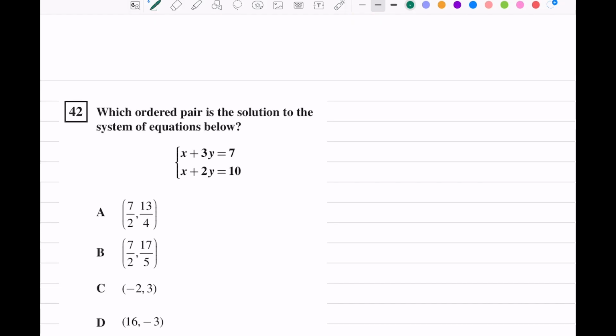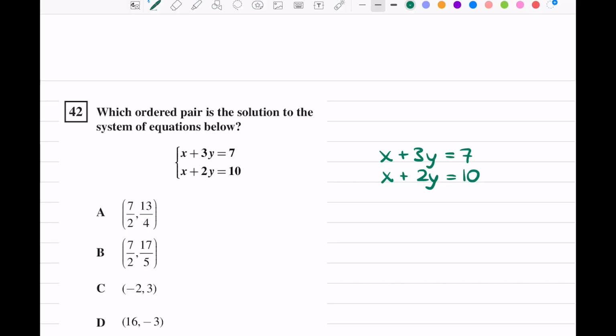Which ordered pair is the solution to the system of equations below? We have x plus 3y equals 7 and x plus 2y equals 10. Again, we can use substitution or combining. And since we have the x and y values on the left side, they're lined up and we can use combining. So let's practice with that method. We'll start by rewriting our equations.